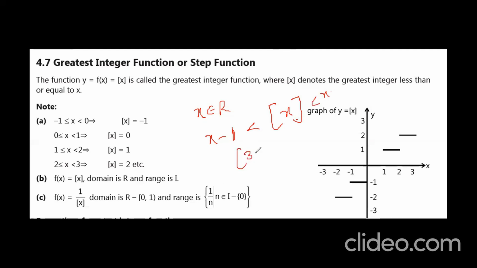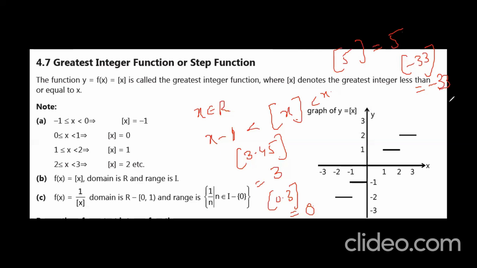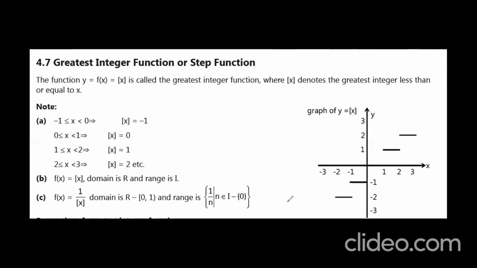Suppose, for example, I take 3.45, the integral part is 3. For 0.3, it is only 0. For 5, the integral part is only 5. For minus 33, it is minus 33. Like that, you can take all the integral parts.